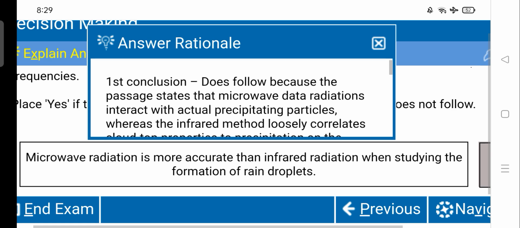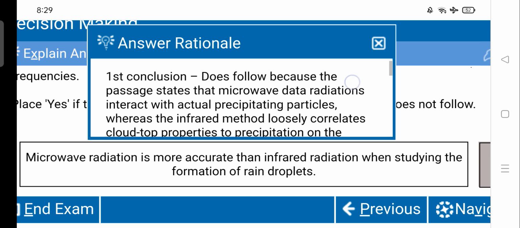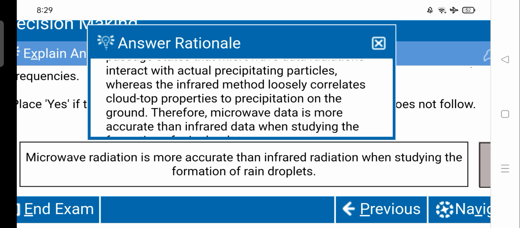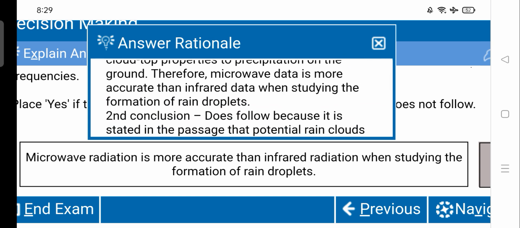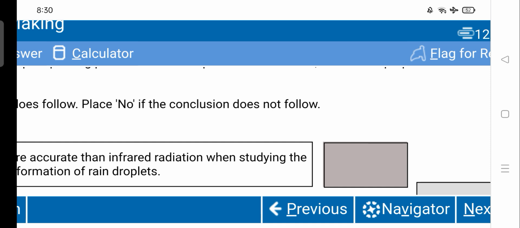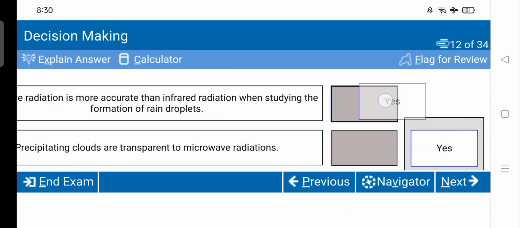So here we have our first conclusion, that microwave radiation is more accurate than infrared radiation when studying the formation of rain droplets. It does follow because the passage states that microwave data radiations interact with actual precipitating particles, whereas the infrared method loosely correlates cloud top properties to precipitation on the ground. Therefore, microwave data is more accurate than infrared data when studying the formation of rain droplets. So the first conclusion does follow the statement of the question. So that's why we will drag a yes and drop it here.